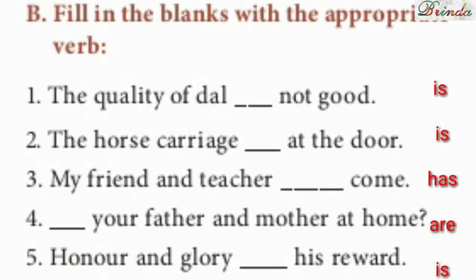Moving on to the next exercise, B section. Fill in the blanks with the appropriate verb. The quality dal dash not good. The quality of dal is not good. Second one, the horse carriage dash at the door. The horse carriage is at the door. Third one, my friend and teacher dash come. My friend and teacher has come. Fourth one, dash your father and mother at home. Are your father and mother at home? Fifth one, honor and glory dash his reward. Honor and glory is his reward.